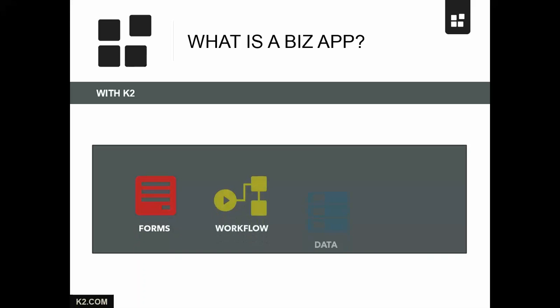So before we get started, let's talk a little bit about what a business app is comprised of. And if you look at K2's platform, there's 4 pillars: forms, workflow, data, and reports. You can combine these pillars in any way, shape, or fashion to create customized business apps with no code.